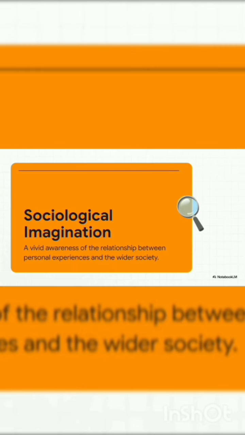And the key to this whole new perspective is this amazing concept called the sociological imagination. A sociologist named C.W. Mills came up with it. And really, all it means is developing this super clear awareness of how your personal experiences connect to the wider society. It's about seeing how your own little story fits into the giant epic story of history and social forces.